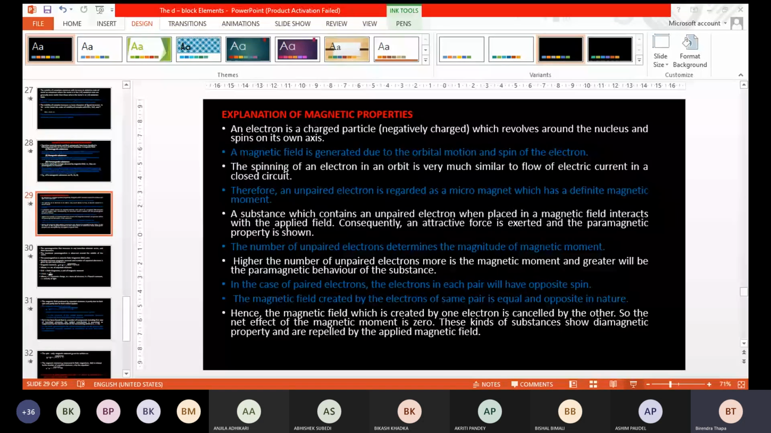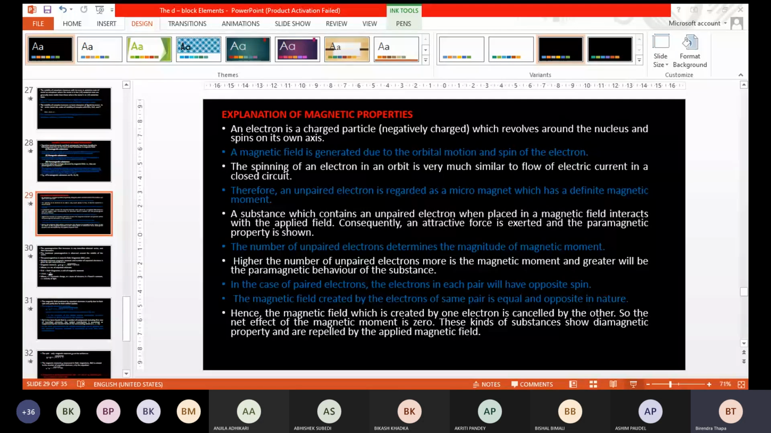And the relation between magnetic moment and the number of unpaired electrons is given by the spin only formula. First we are going to discuss the spin only formula, and then later on we will discuss both spinning and orbital contribution of electron. And the spin only formula of magnetic moment is magnetic moment mu or mu s. Mu s means this is the spin only formula.